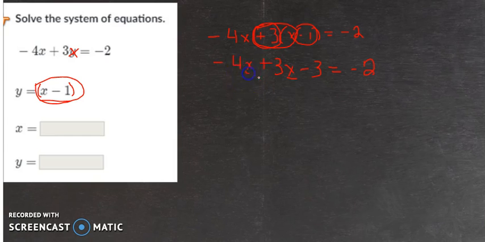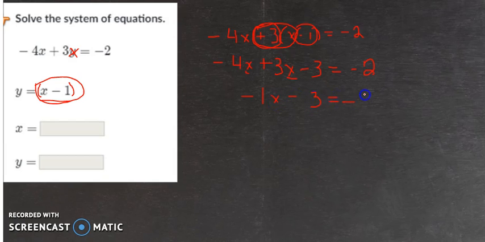See how there's only x's in that equation now, and so I can solve for one of the variables. You can't find out what x equals if you have a variable of y. So what we essentially did there is we took out the y and replaced it with an x when we substituted. Alright, so negative 4x plus 3x gives me a negative 1x.